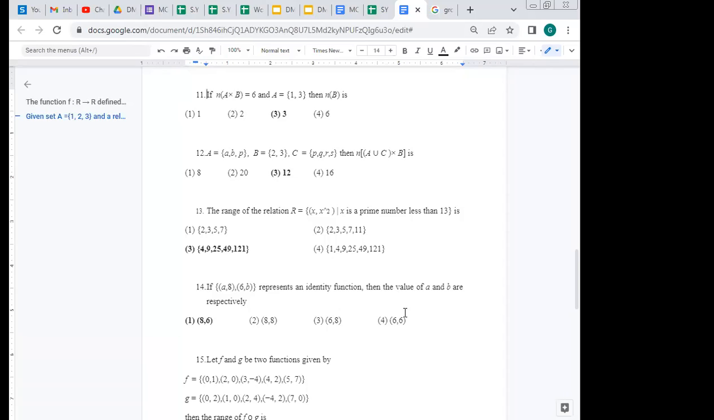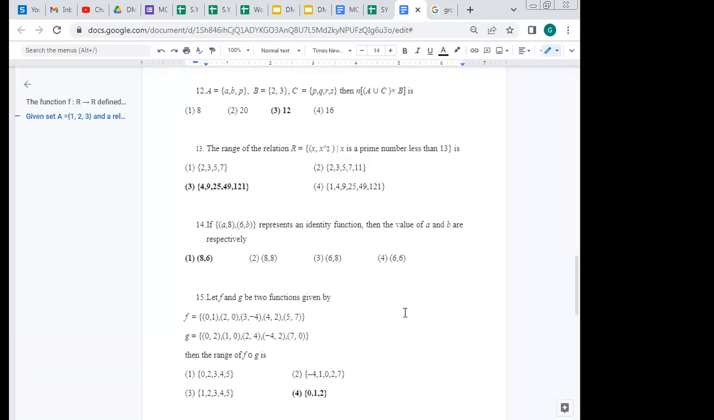See the slides and then you will get that concept. Identity functions are there. In that case, the values are the same as given in the relation. So the values of A and B are respectively 8 and 6. Okay.